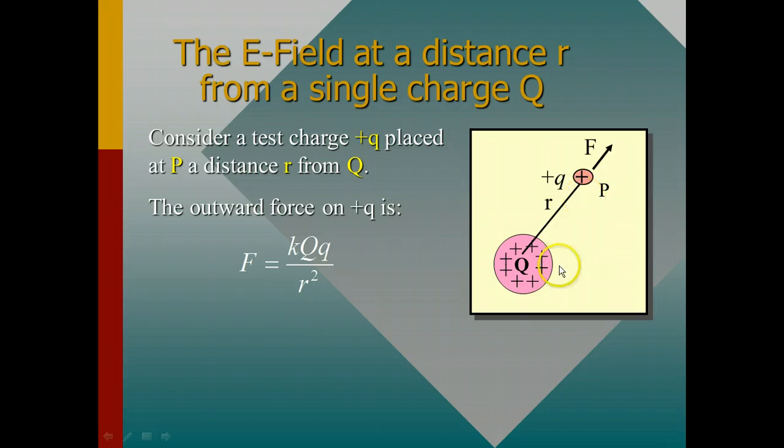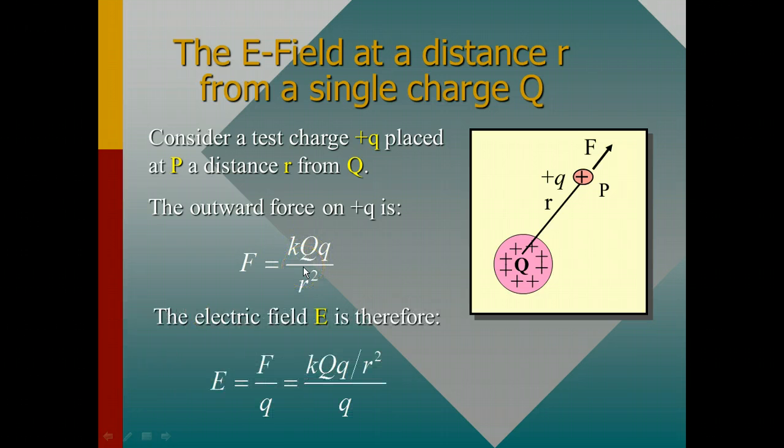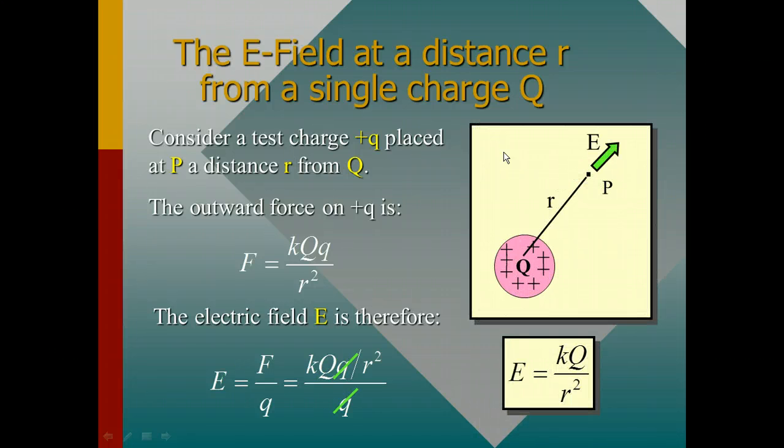F equals K Q1 Q2 divided by R squared. So Q1 is this one, Q2 is this one, however you want to do it. We have this charge and this charge. So K, big Q, little q over R squared. The electric field then is force per charge, which is KQq over R squared divided by little q. So we're left with the fact that the electric field around any single charge Q is K times the charge of that object divided by the distance that you are away from it squared.